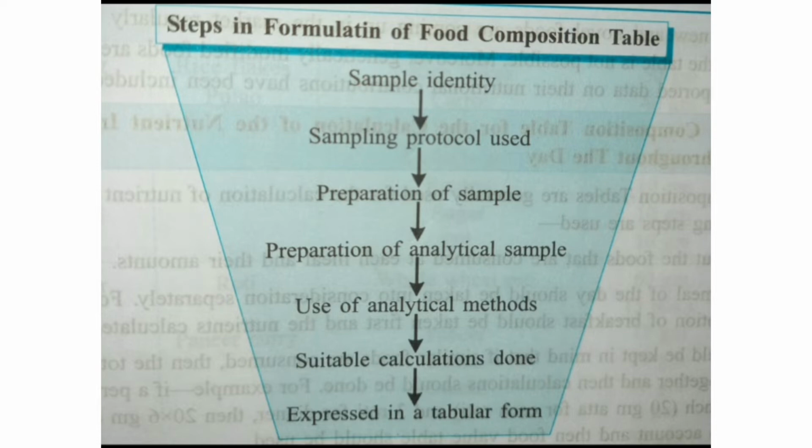So, the methods of compilation. The database can usually be compiled in two ways: one is the direct method and the second is the indirect method. In the direct method, the compiler starts with the sampling and analytical studies to obtain the data for the study. And in the indirect method, the data are from published and unpublished sources, which may include other databases.